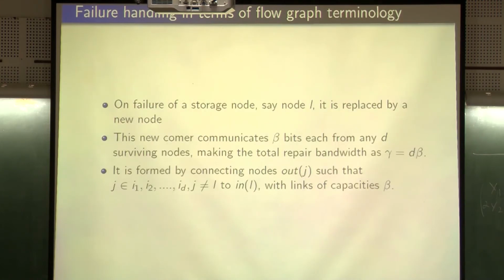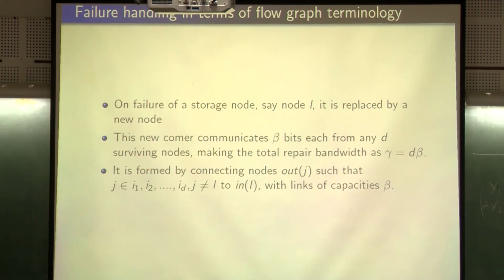So now let's take the failure handling in terms of flow graph terminology. On failure of a storage node, say node L, it is replaced by a new node. The newcomer communicates with beta bits from each of D surviving nodes, making the total repair bandwidth D times beta.